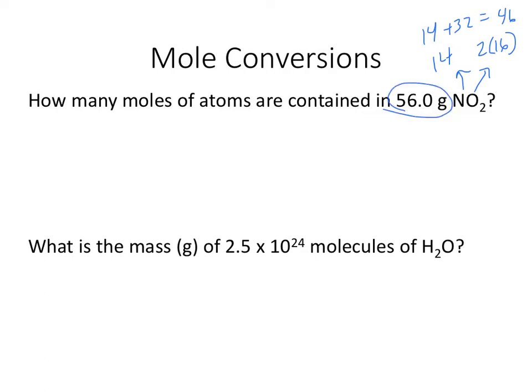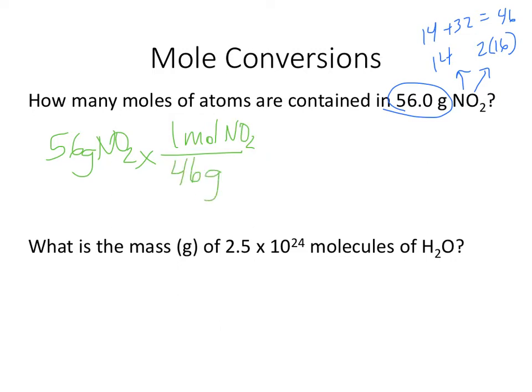I'll start with the 56 grams that's given. And then it's a factor label problem from there. I know that 1 mole of NO2 has a mass of 46 grams. And since I'm asking for moles, all I'm doing is 56 divided by 46, which gives me 1.2174 moles. As far as significant figures are concerned, 56.0 has 3, so I'll use the first 3. That'll be 1.22 moles.